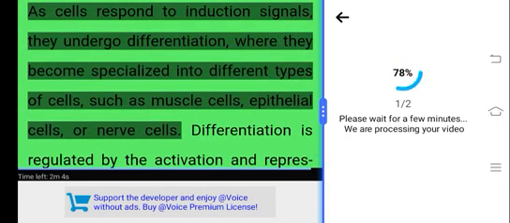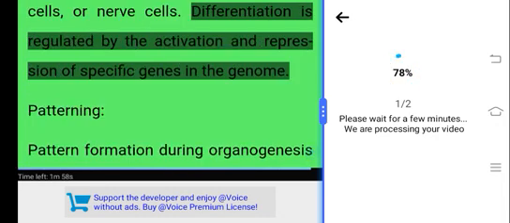As cells respond to induction signals, they undergo differentiation, where they become specialized into different types of cells, such as muscle cells, epithelial cells, or nerve cells. Differentiation is regulated by the activation and repression of specific genes in the genome.